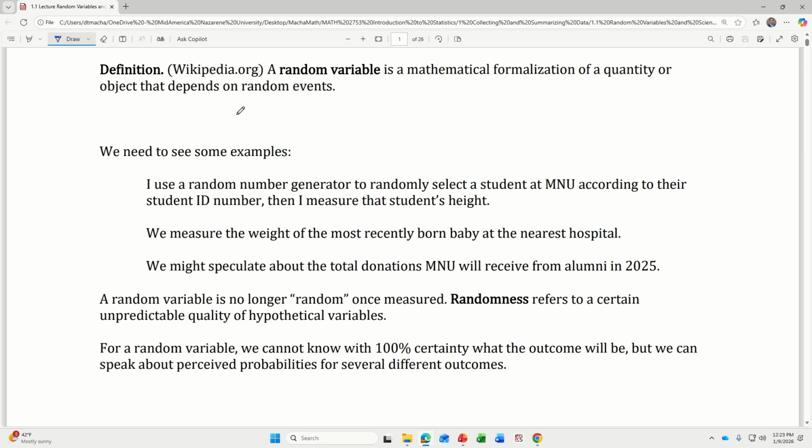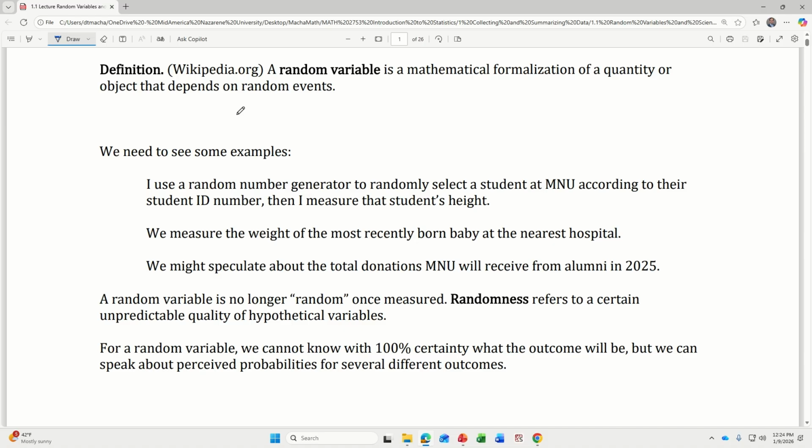And a random variable, and this is what Wikipedia tells me, a random variable is a mathematical formalization of a quantity or object that depends on random events. To me, that definition means like nothing, right? It's just empty words. But here are some examples of random variables.